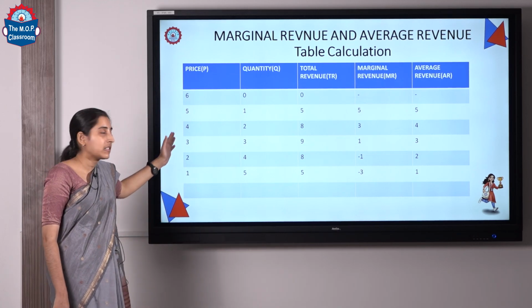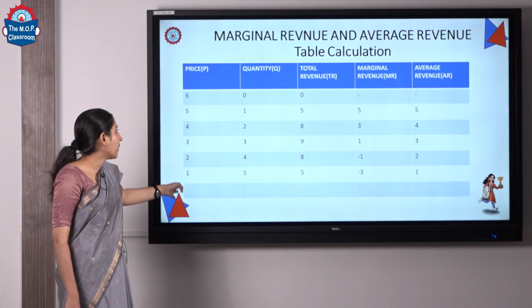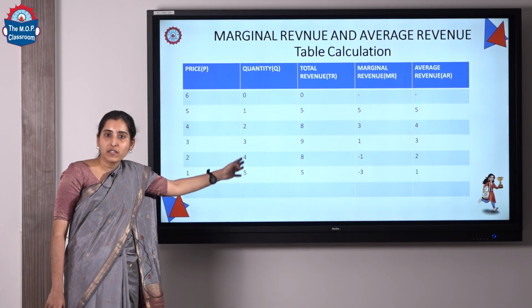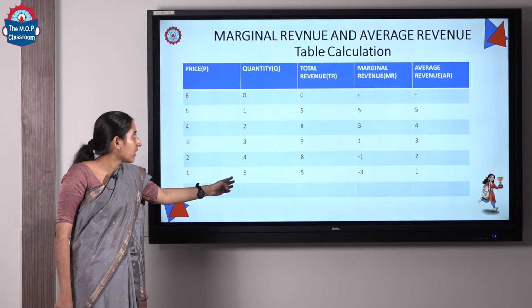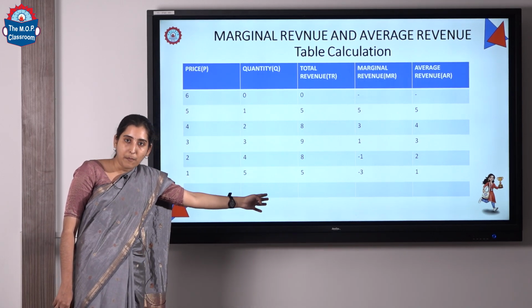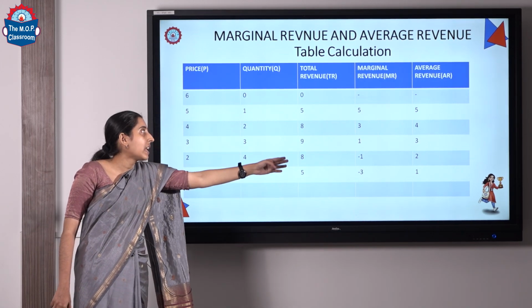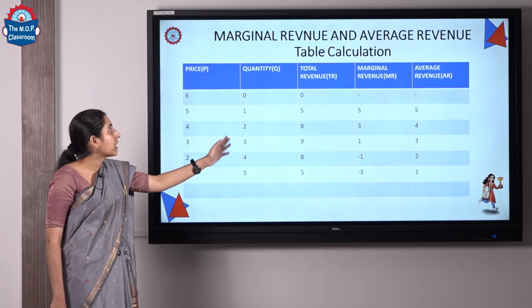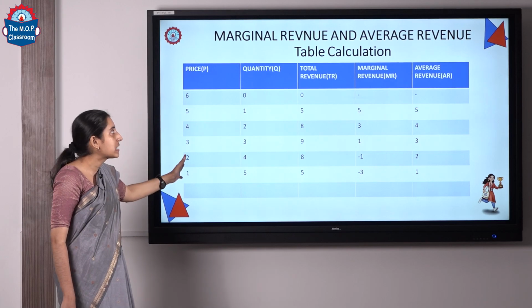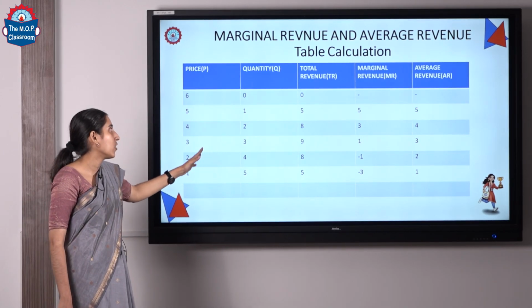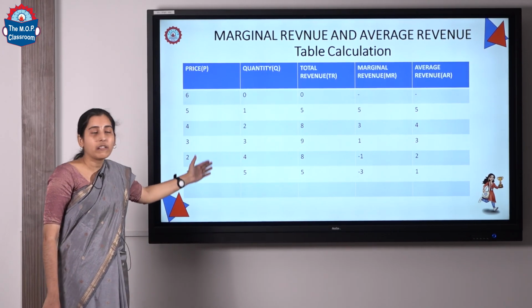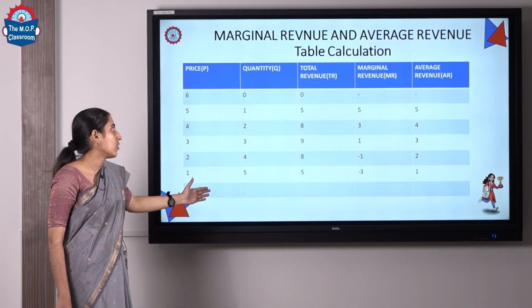Over here, there is a set of prices given in rupees, and then you have the quantity, and then something called the TR, which is the total revenue, and then something called the MR, which is the marginal revenue, and the last column would be the average revenue. When you talk about the relationship between the marginal revenue and the average revenue concept, the marginal revenue and the average revenue are determined by the total revenue concept.